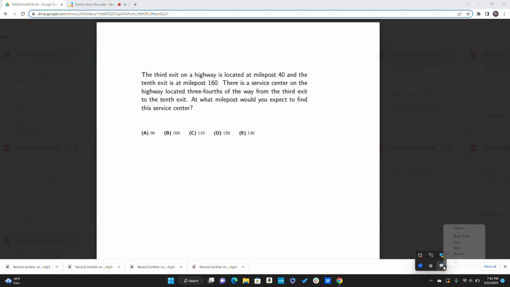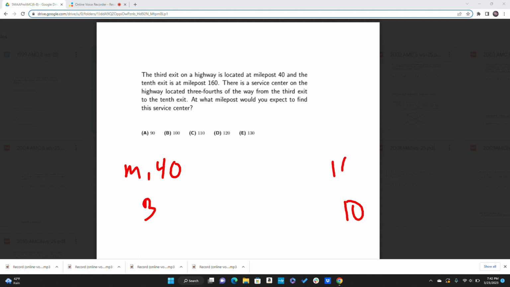So the third exit is at milepost 40. So here let's draw mile 40, which has the third exit. We'll put number 3. And the 10th exit is at milepost 160. There's a service center located 3/4 of the way. I'll say that's the service center. At what milepost do we expect to find this?